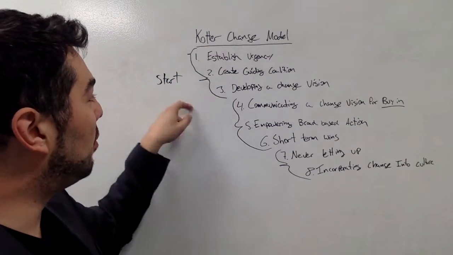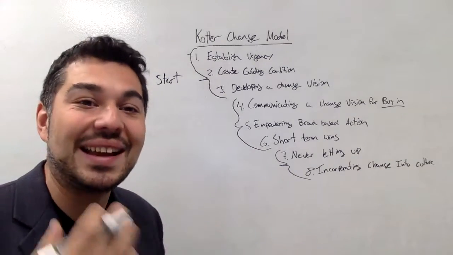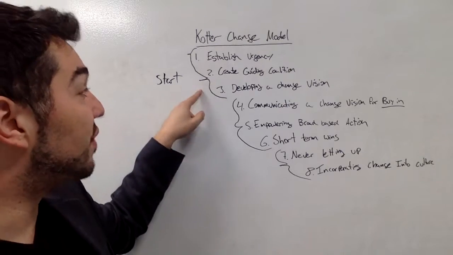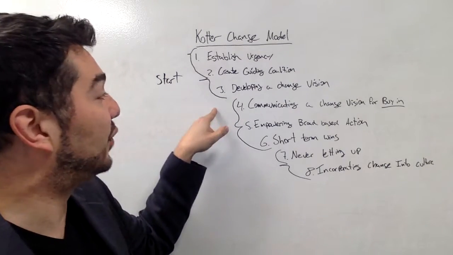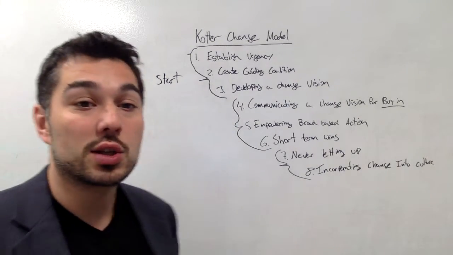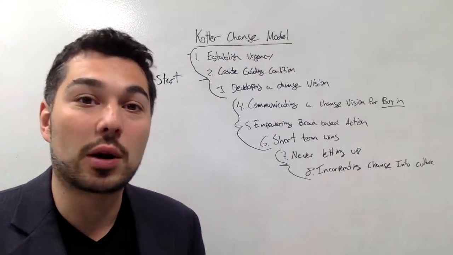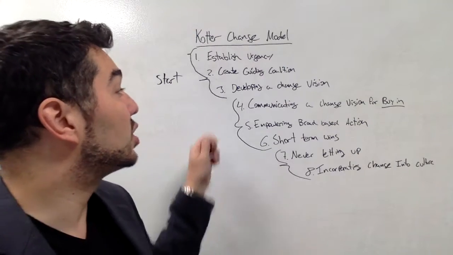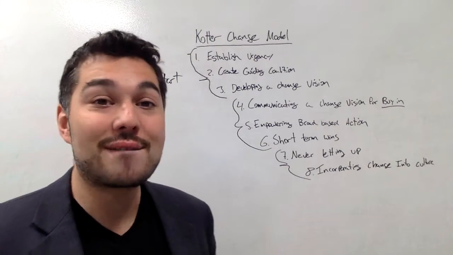Then we say start working forward and beginning the change within the organization. So next, once you develop the change vision, then you have to communicate a change vision. We talk about the communication plan as part of the strategic planning process, and that's exactly what this is. That's why we do it. So you communicate the change vision for buy-in.